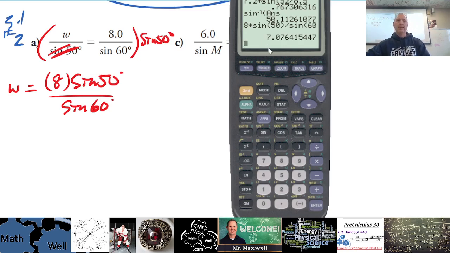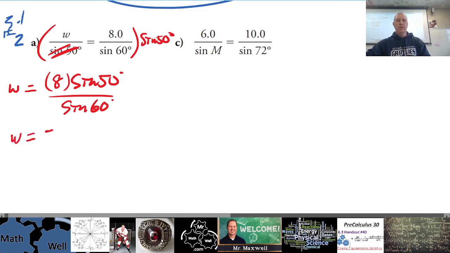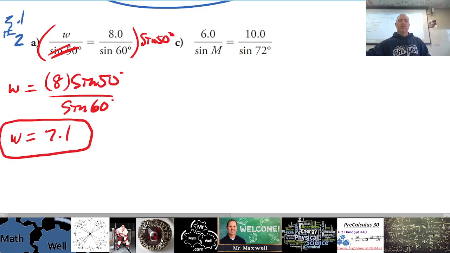Same number? So usually 1/10 of a decimal place is fine, so we'll do 7.1 rounded properly. So W equals 7.1. Now, do we have units? Not in this question, so you do not need units in your answer. 7.1 is totally fine. Good? All right. So that's A.